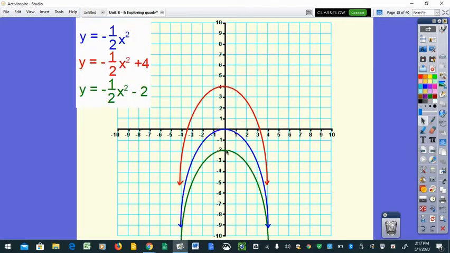Remember we said they were all going to open down. We said that we expected them to be wider. This isn't the parent function, but it is the one that is vertexed at 0. It's negative, so they're all opening down. And notice that all three of these, because they have the same a, are all opening down and are all the same width. But notice that the green one is shifted down 2 units for its y-intercept, and the red one is shifted up 4. And again, I think you'll remember we had that discussion back a few units.